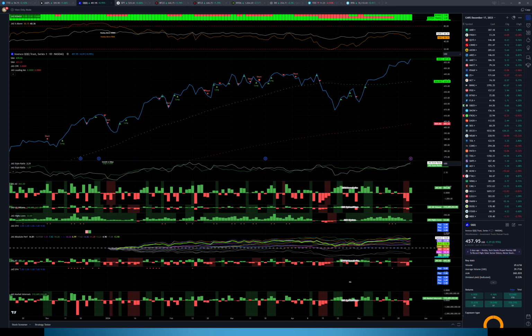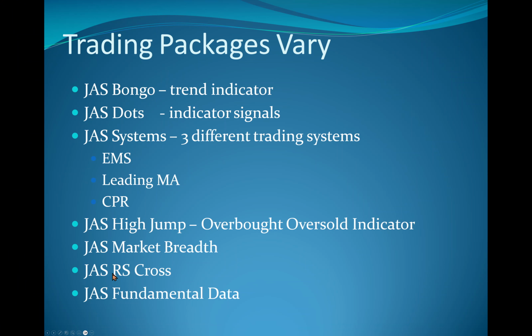So I've shown you a taste of the different programs. We'll be using them all at the upcoming event. The event is not about selling programs. The event is about making people better traders.